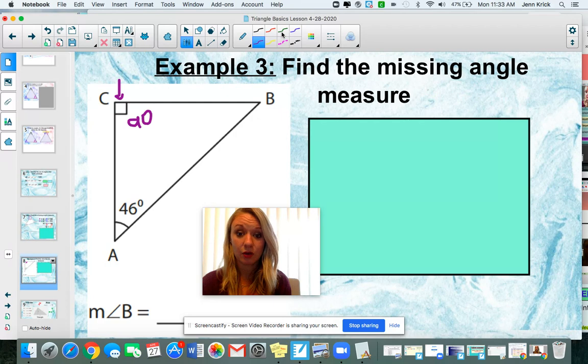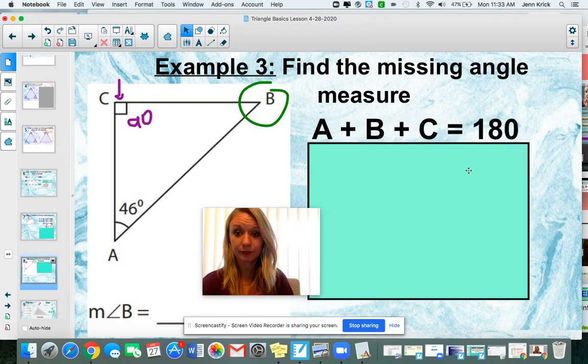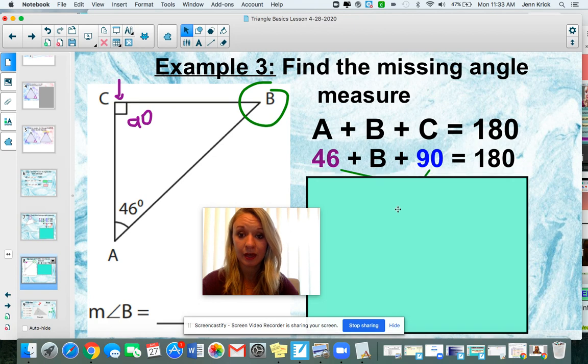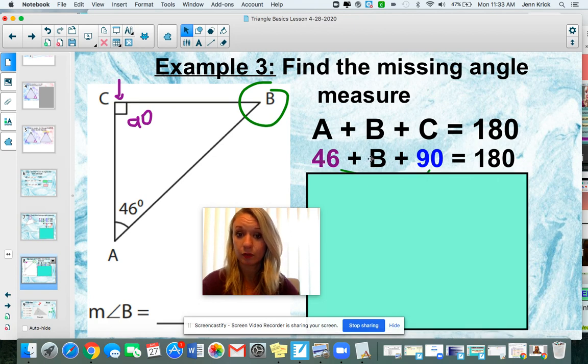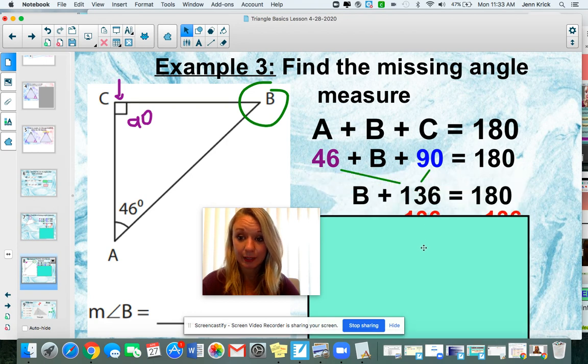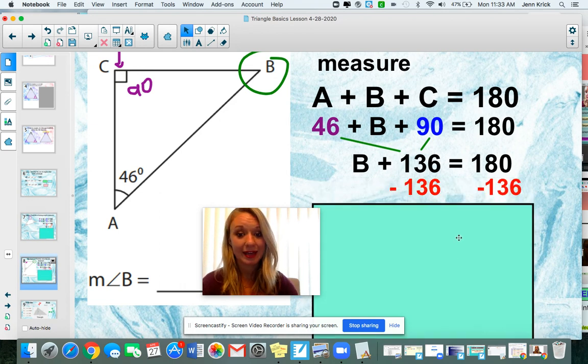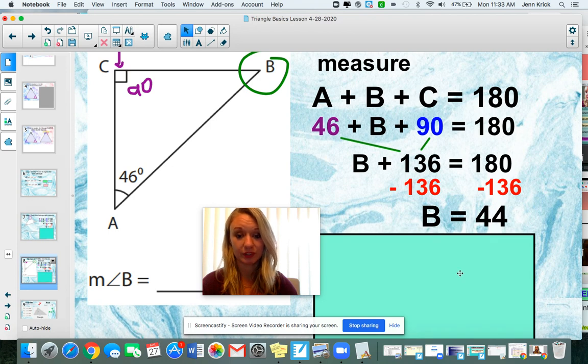We do not know what angle B is. That's what we're going to be solving for using the same process that we did on the other slide. So we know that A plus B plus C has to equal 180. We know that A is 46, we do not know B, and we know that C is 90. We can combine our like terms here. Then you've got B plus 136 equals 180. We'll do minus 136, minus 136. And our missing angle measure is 44 degrees. So angle B is 44 degrees.